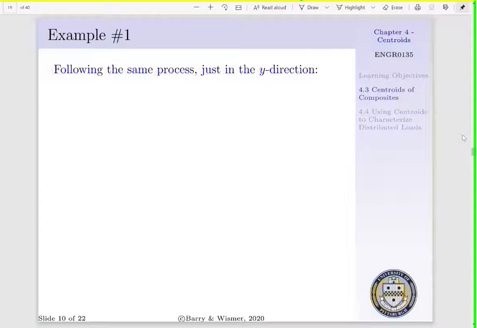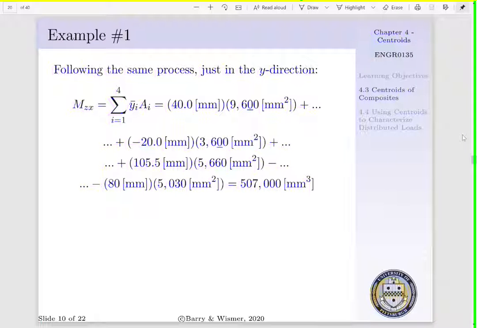Following the same process, just in the y direction, we can calculate the moment M sub ZX, and this is equal to the sum from i equals 1 to 4 of y bar i, A i. Proceeding in order of appearance, our y bar for our rectangle was 40 millimeters and our area was 9,600 millimeters squared. Next was our triangle. Our y bar was minus 20 millimeters. That's because this was below the x-axis, times our area of 3,600 millimeters squared. Plus now, our hemisphere, which had a y bar of 105.5 millimeters times our area of 5,660 millimeters squared, less that of our circle, which had a y bar of 80 millimeters and an area of 5,030 millimeters squared. Thus, M sub ZX is equal to 507,000 millimeters cubed.